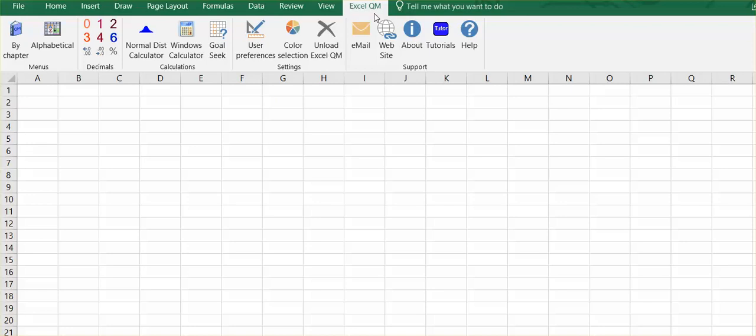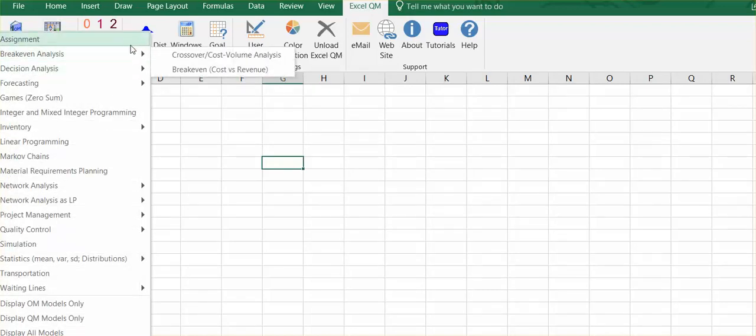As you can see with Excel QM, I've already opened it, and in the upper left-hand corner you can see it by chapter and by alphabetical. This is a PC environment. It'd be pretty similar in a Mac environment, and should be pretty straightforward on either platform. So here we'll go alphabetical.